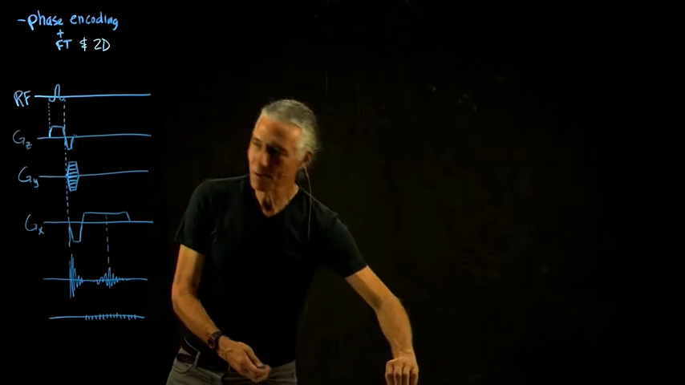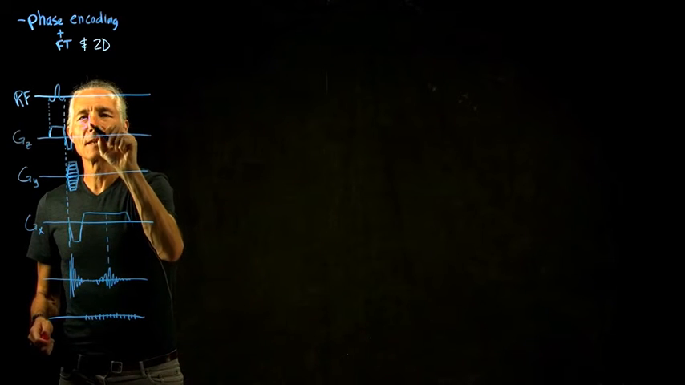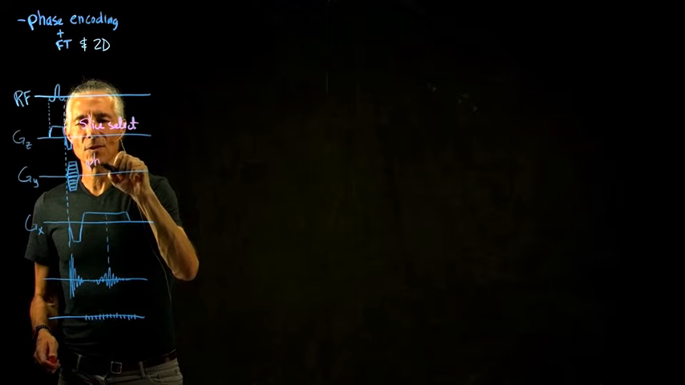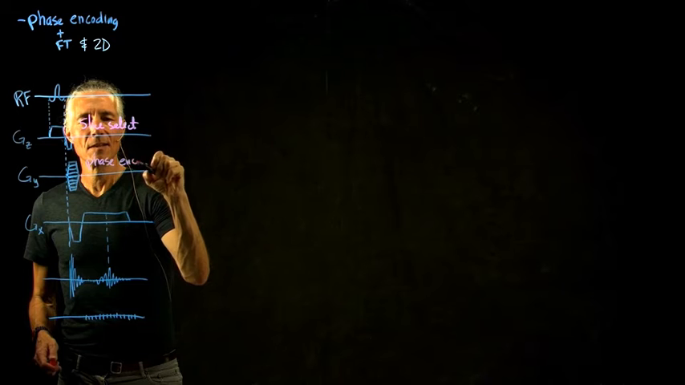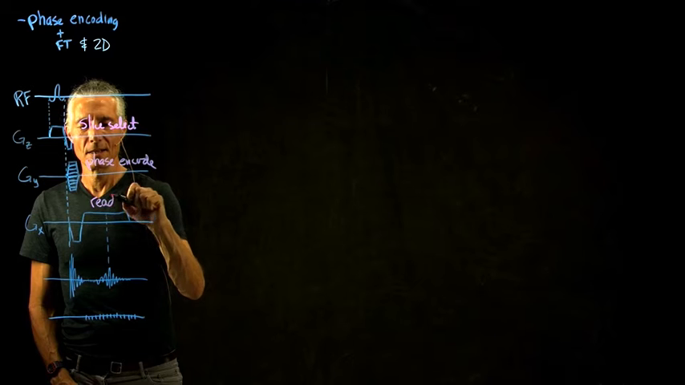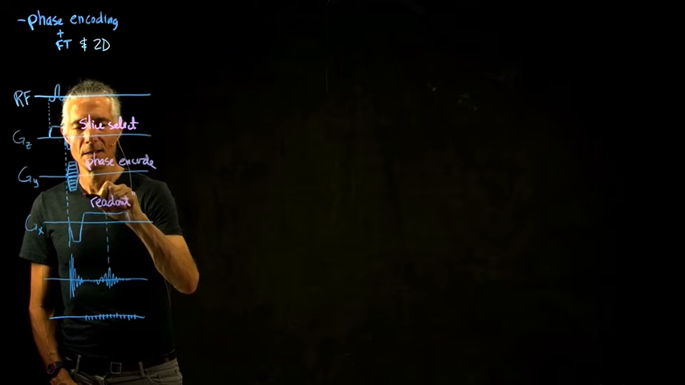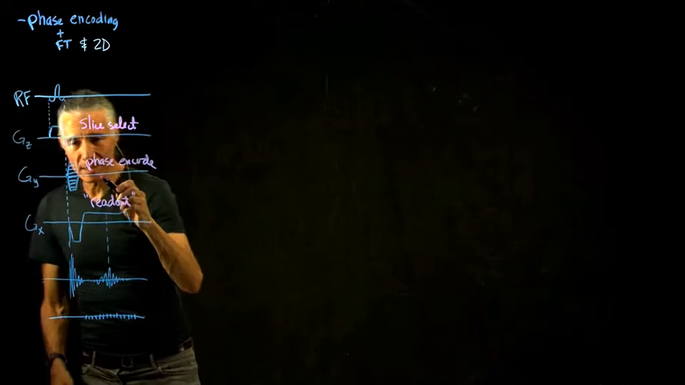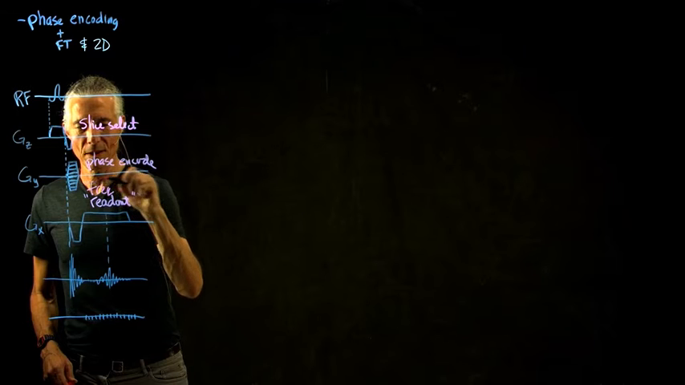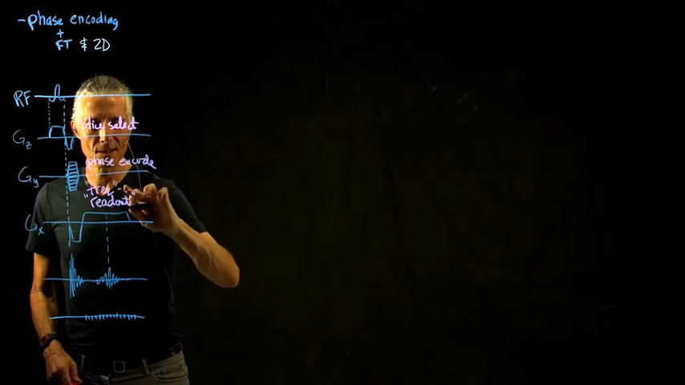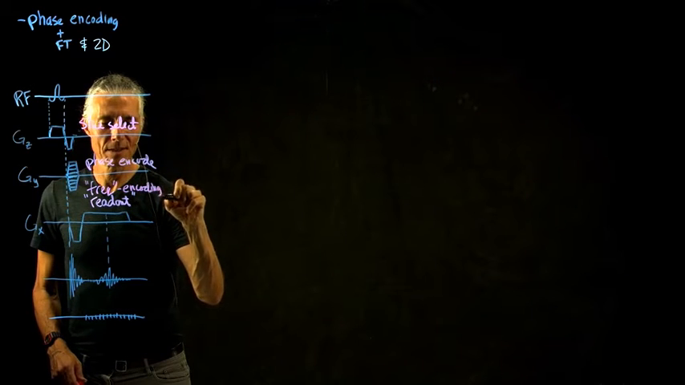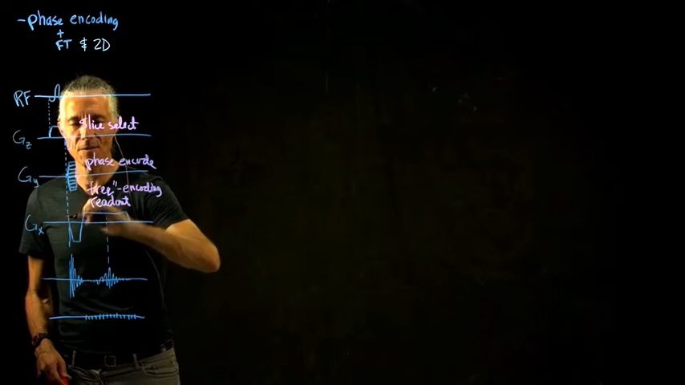So the labels are, this guy is slice select. This is so-called phase encode. This guy is readout, or frequency encode. So I'll put that. So this is called frequency encoding, although I told you it's actually just phase encoding, and then it's often also called the readout.